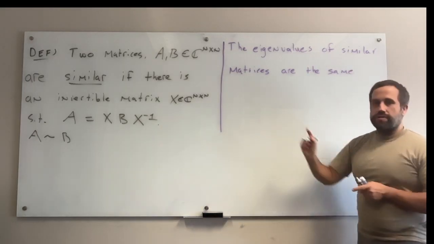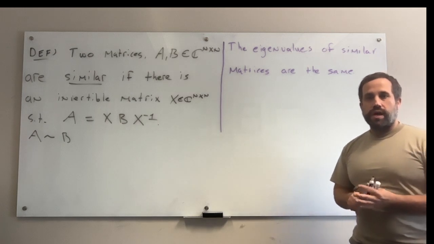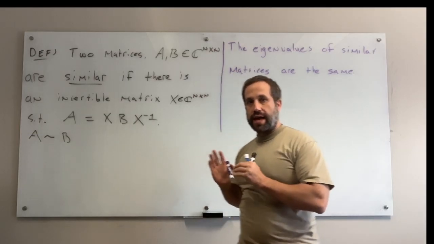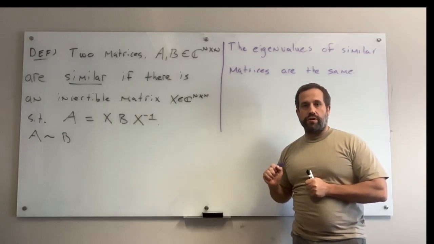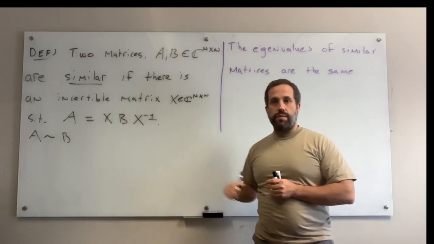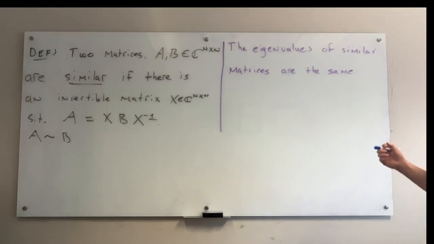In other words, under this similarity equivalence relation, the eigenvalues are preserved. So the eigenvalues are stable. So if we know that A and B are similar to each other, then they have the same eigenvalues. Okay, so let me show why this is true.